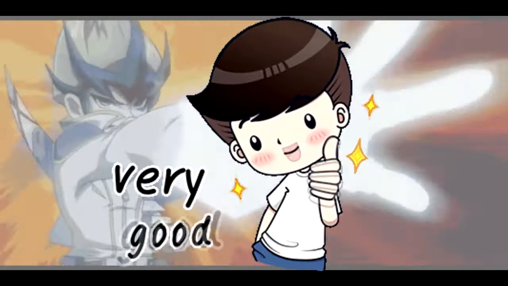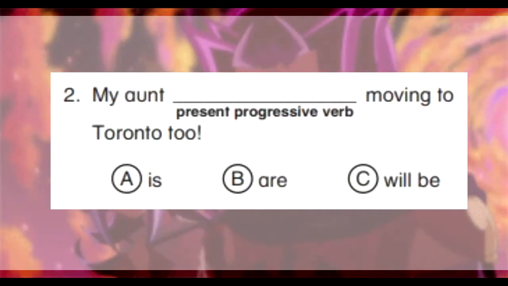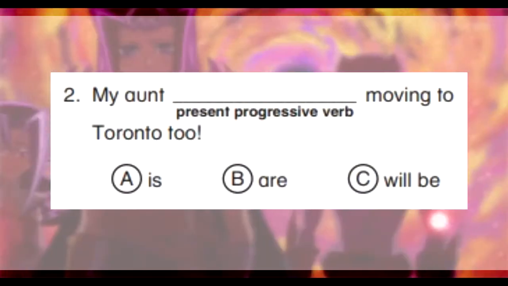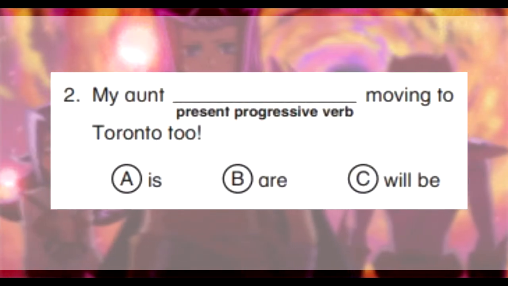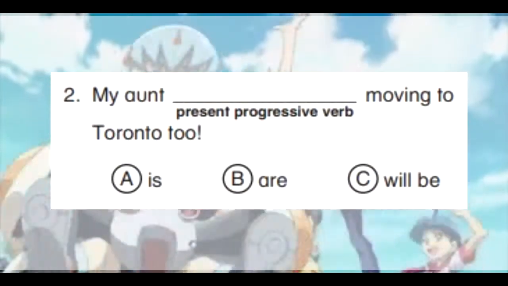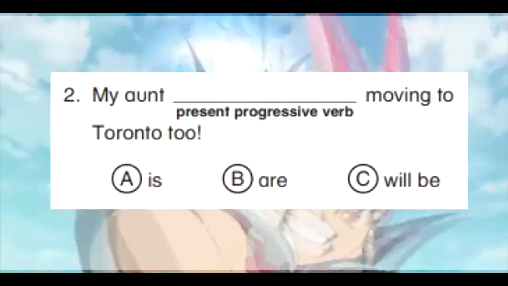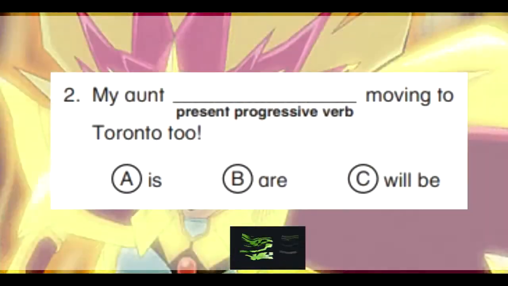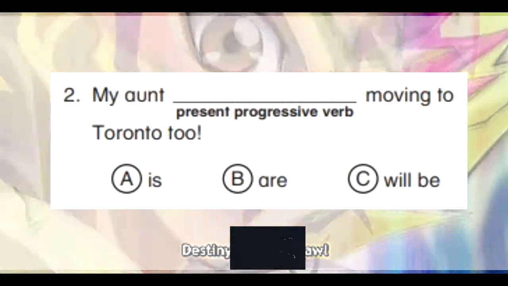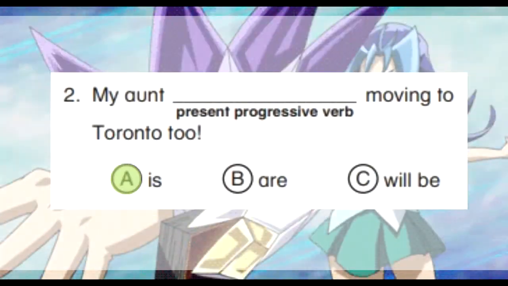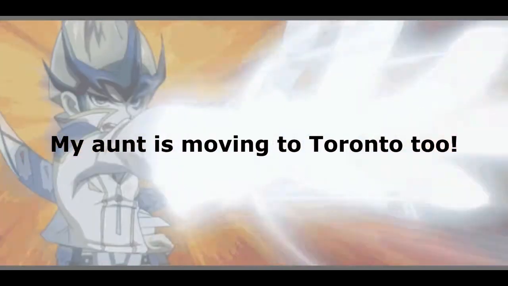Very good. 2. My aunt, moving to Toronto too. Which of the following is in the present progressive tense, that is appropriate to use to complete the sentence? A. Is. B. Are. C. Will be. If your answer is A, is, then you are correct. My aunt is moving to Toronto too.